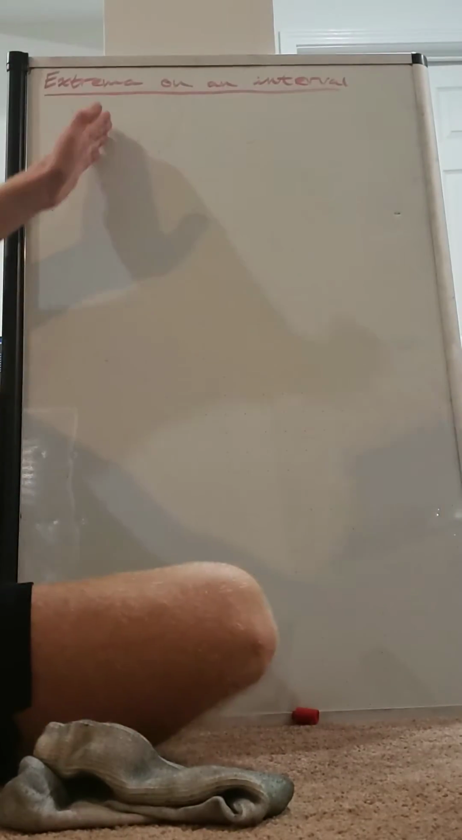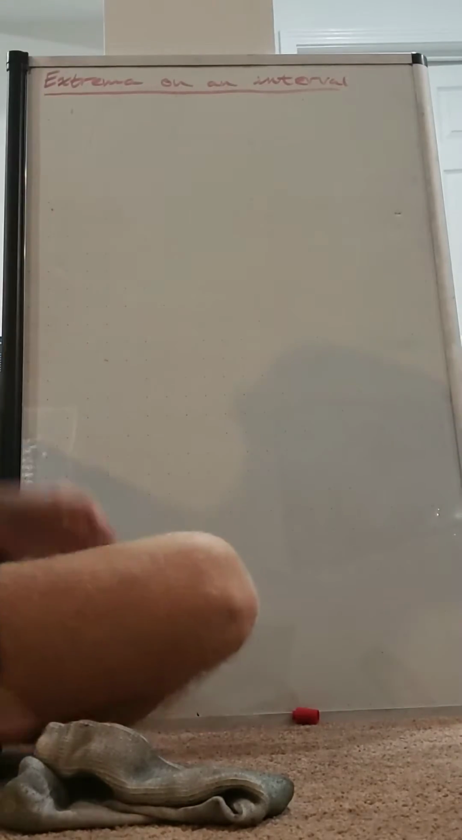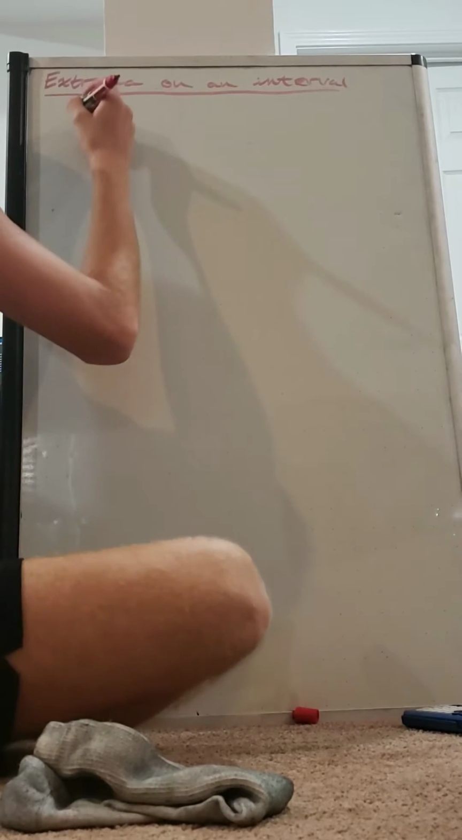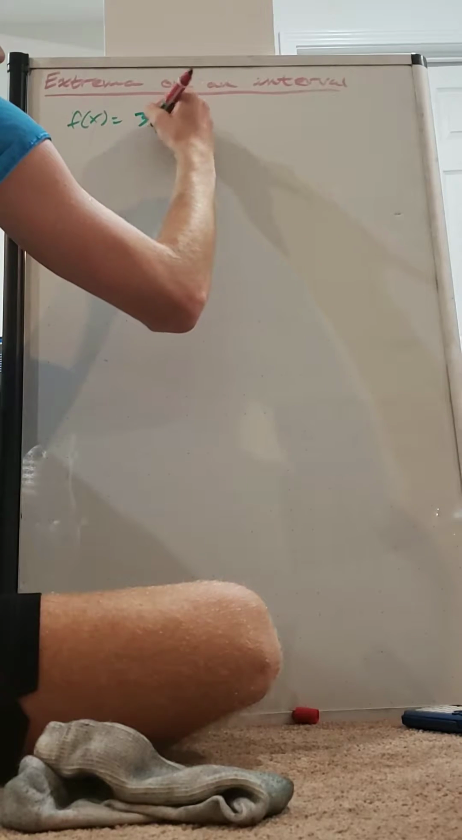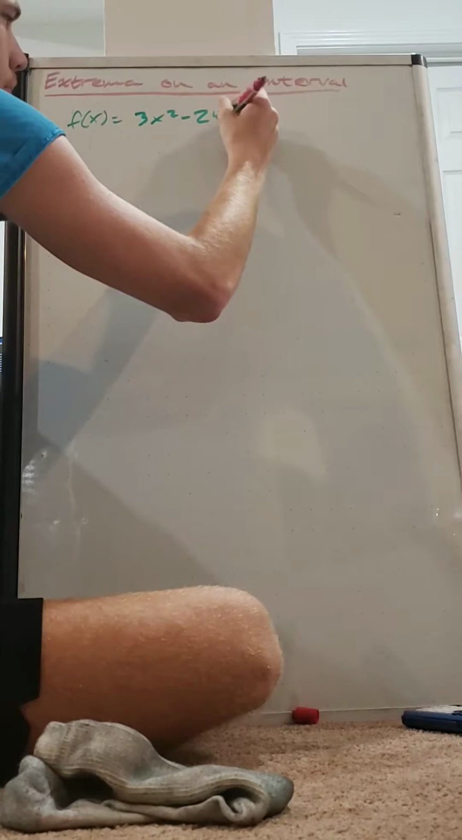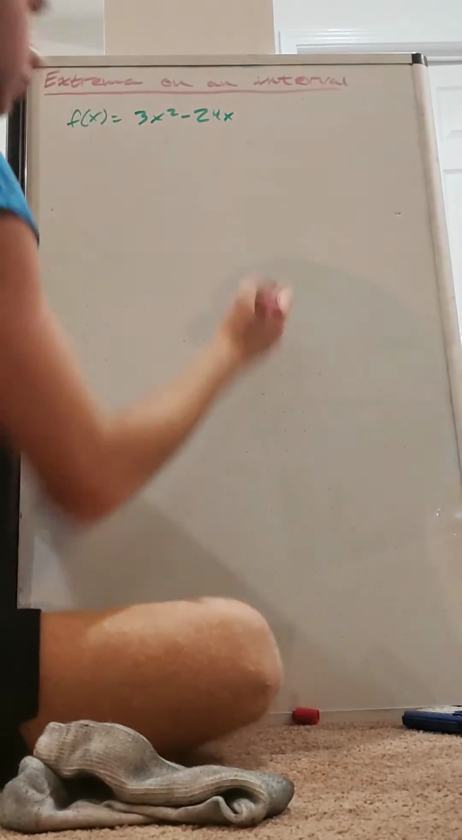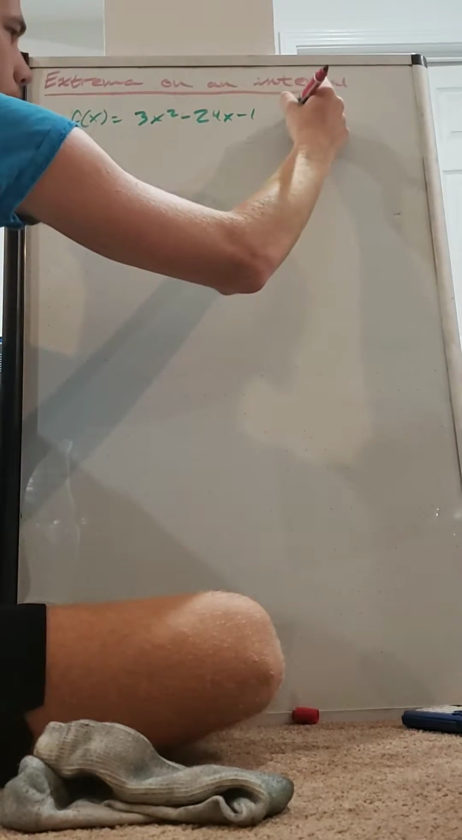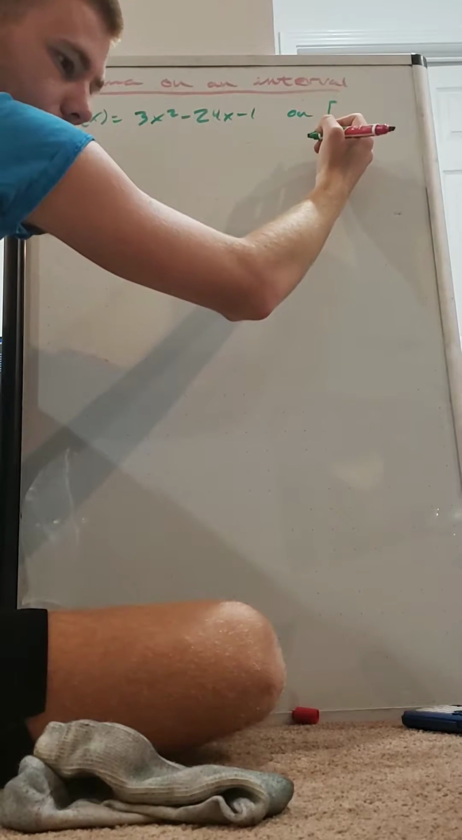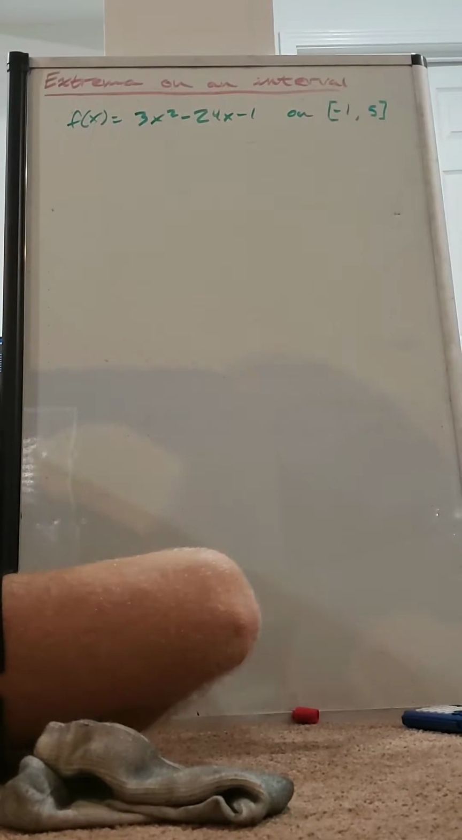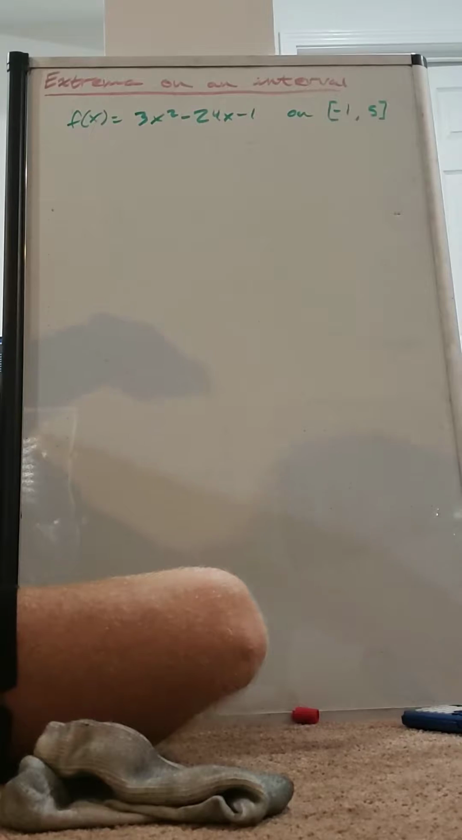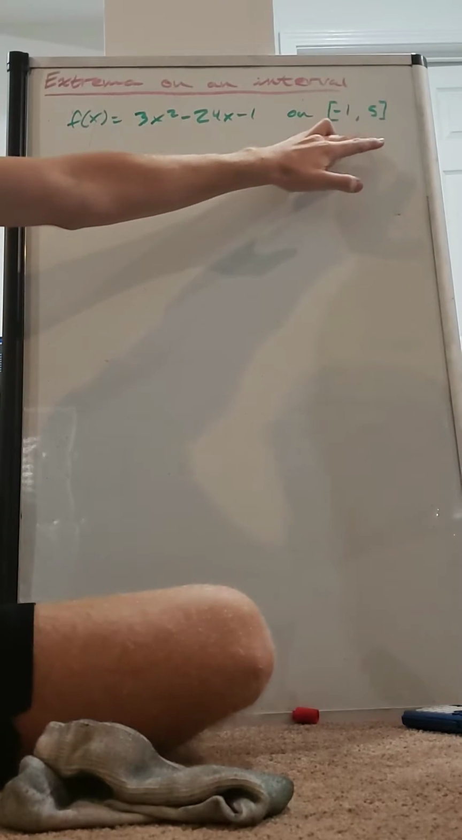So we won't always get a graph for this, so now we'll go over how to determine the maximum or minimums if we do not have a graph and we just have an equation, right? So we're given f of x equals 3x squared minus 24x minus 1, and we're on the interval negative 1 to 5. Here we have to determine the maximum value and the minimum value of this function on this interval.